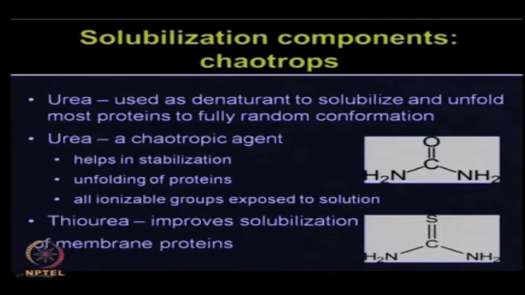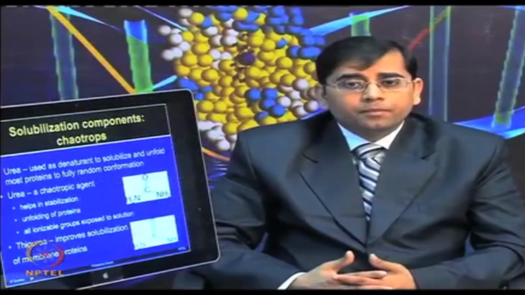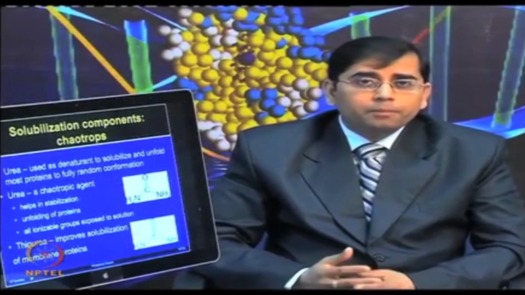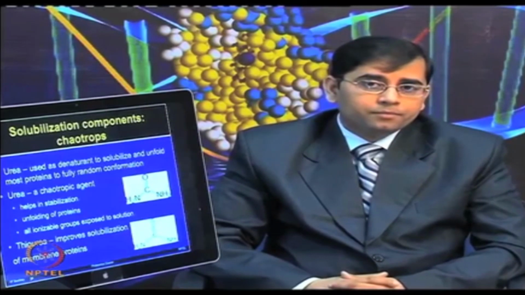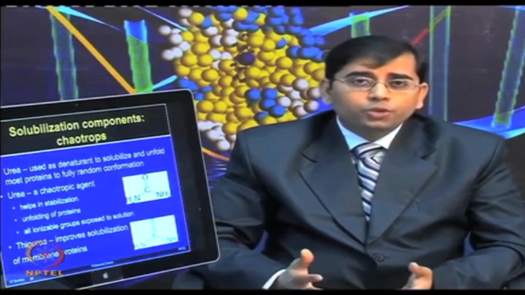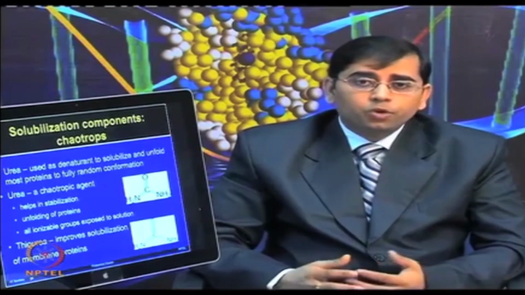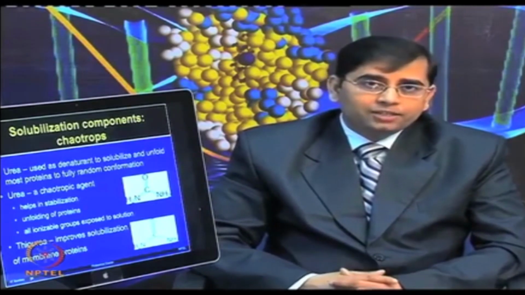Urea is used as a denaturant, which can solubilize and unfold most proteins to fully random conformations. Urea is a chaotropic agent, which helps in unfolding proteins so that all the ionizable groups are exposed to the solution. Thiourea improves solubilization of membrane proteins more specifically. Mostly urea and thiourea are mixed together during the solubilization step.